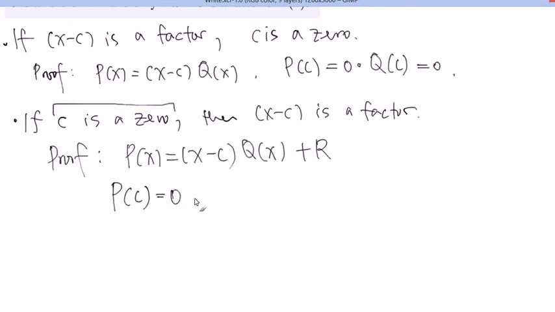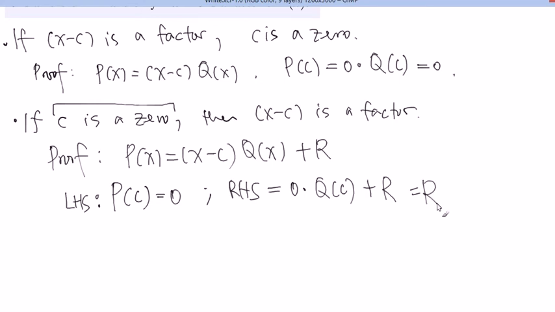That's the left-hand side. But what is happening on the right-hand side? If you plug in x equals c, it is 0 times q of c plus r, so only r survives. But these two things must be equal to each other, since this is an identity. The left-hand side is 0 and the right-hand side is r. That says r must be 0. So if you do the long division, if c is a zero, we prove that the remainder must be 0. Therefore, the polynomial p of x is x minus c times the quotient, and the remainder we just argued is 0. Therefore, x minus c is a factor.